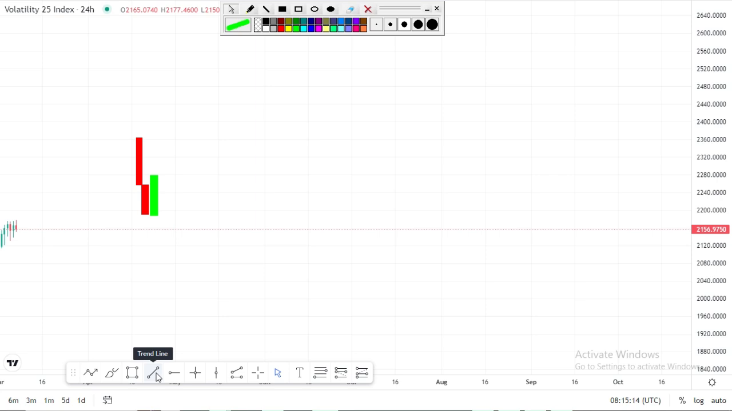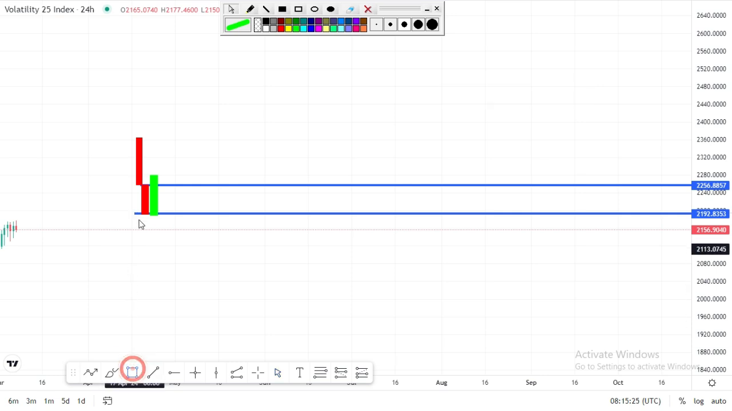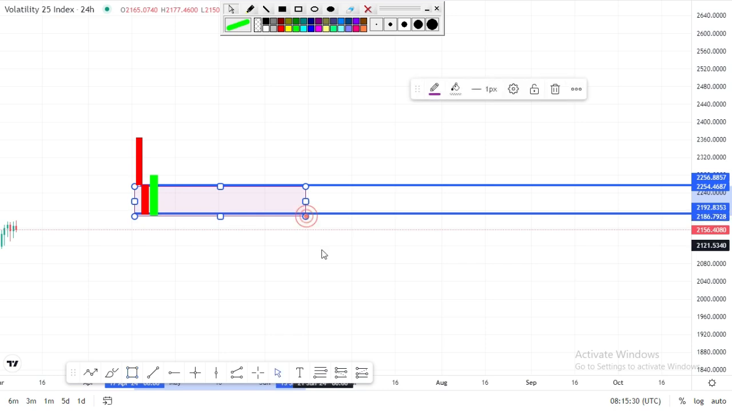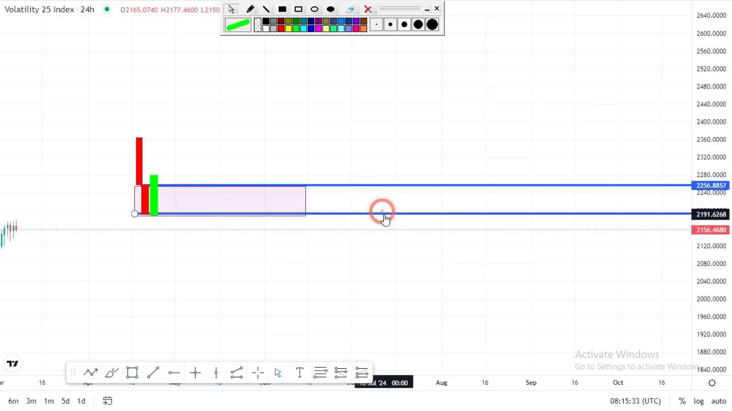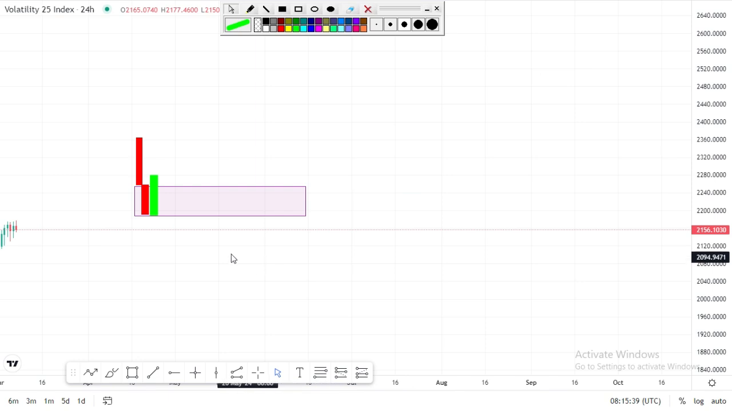If you look from here, this is the opening of this candle right here, and below is the closing of this candle. So this point right here becomes our order block zone. This is a bullish order block, as simple as that. Just mark out the opening and the closing of the opposite candle. For a bullish order block, we are marking the opening and the closing of the last bearish candle before that bullish move towards the upward side.